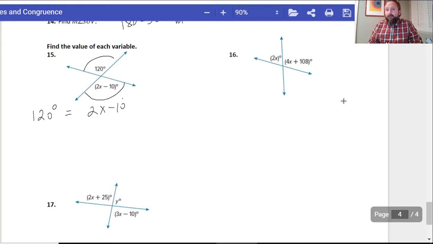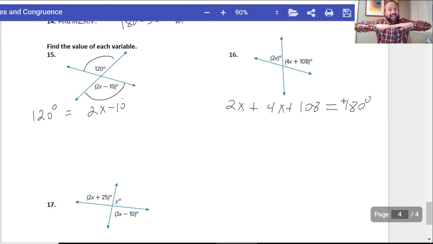Now for 16 here, they are not equal, but they make a straight angle. So we understand that 2x plus 4x plus 108 is equal to 180 degrees, because those two angles put together make a straight line. So it's a straight angle, which is equal to 180 degrees. So now in this case, you put the x's together and then solve for x.